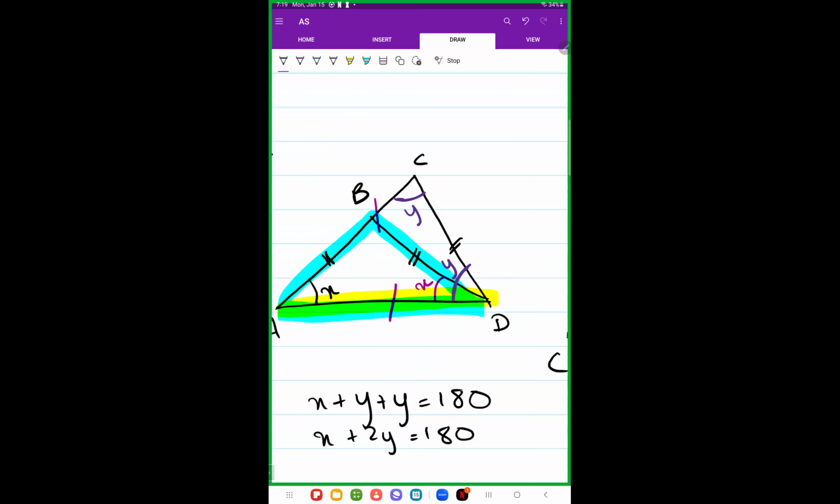There are three triangles, right? One big triangle and two small triangles. Yes, alright. Okay, great.